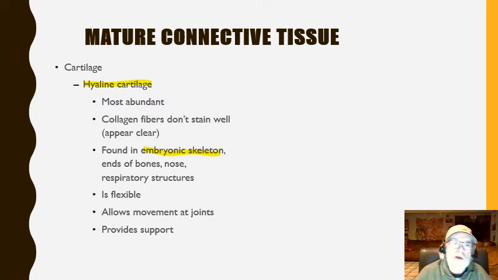So we'll find this hyaline cartilage in the embryonic skeleton, at the ends of bones over the joints, in the nose, and in respiratory structures like the airways. It's flexible. It allows movement at joints and provides a good amount of support. So that's what we see with this hyaline cartilage.